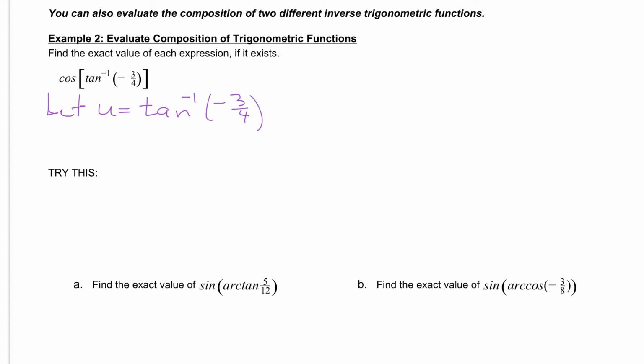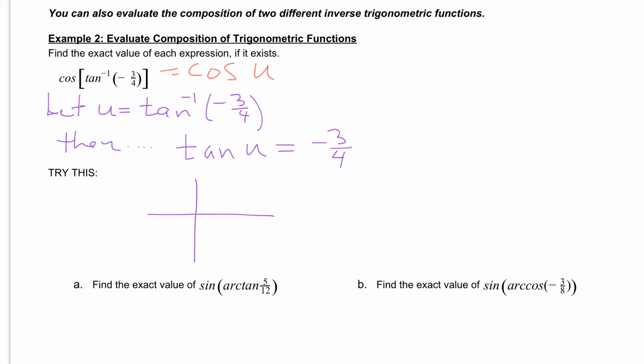So essentially what we're trying to find in this problem is the cosine of u. Again, we would let u be everything inside here, so we're looking for the cosine of u. Now, if u is equal to the tan inverse of negative 3 over 4, then the tan of u is equal to negative 3 over 4. So basically, we're looking for what angle would give us a tangent of negative 3 over 4. And to solve that, we can set up a triangle.